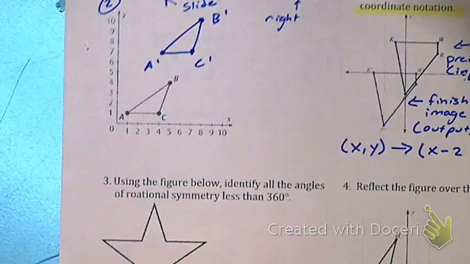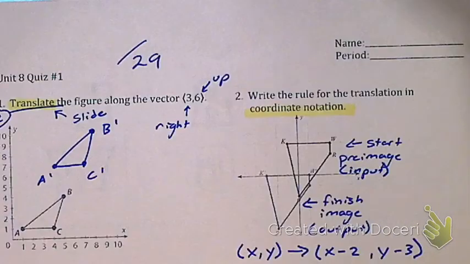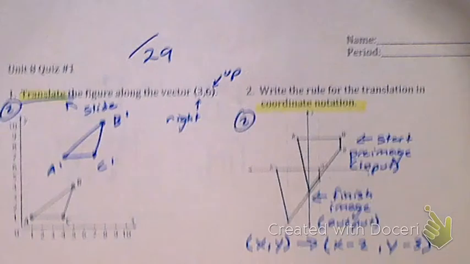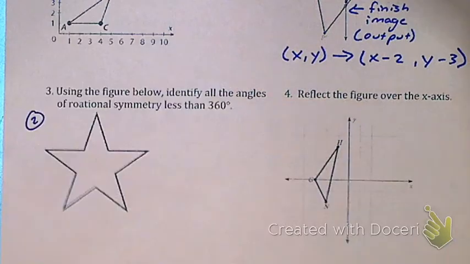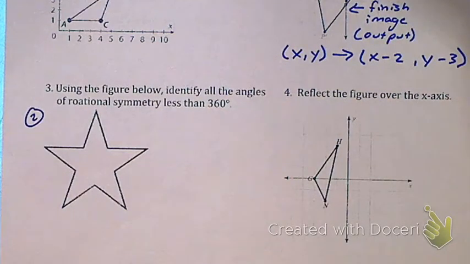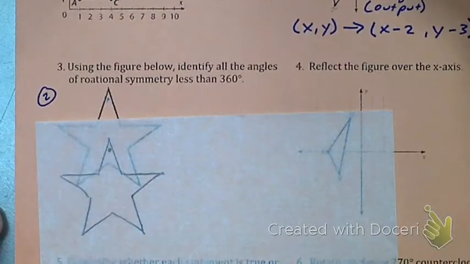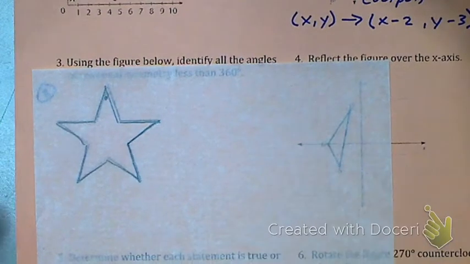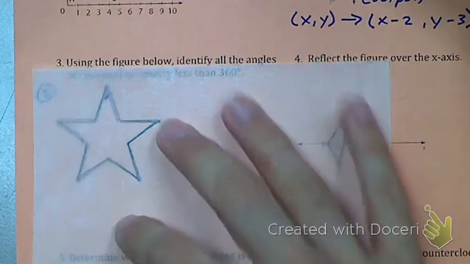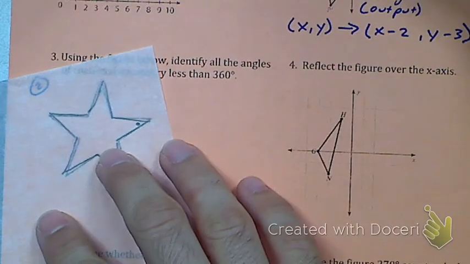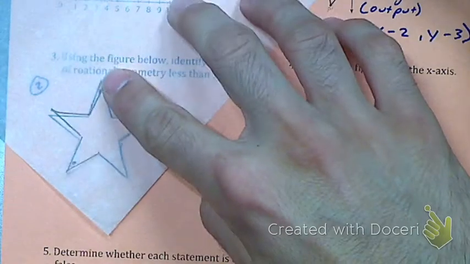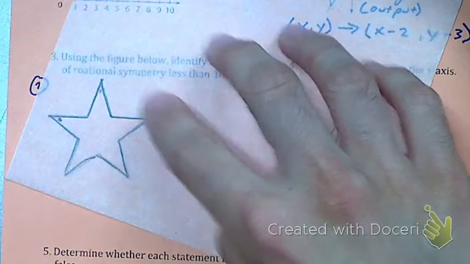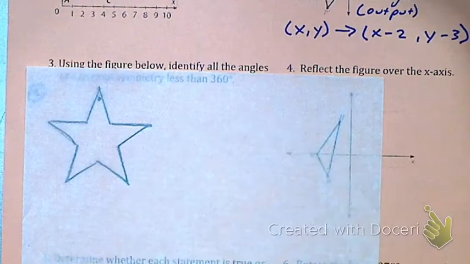Number 3. How many points was that? Oh, that one was also worth 2. Number 3 was also worth 2 points. Use a figure below to identify all the angles of rotational symmetry less than 360. So we're going to find out how many turns it takes to get back to that spot. Maps up once, twice, 3 times, 4 times, and at 5 times it gets back.